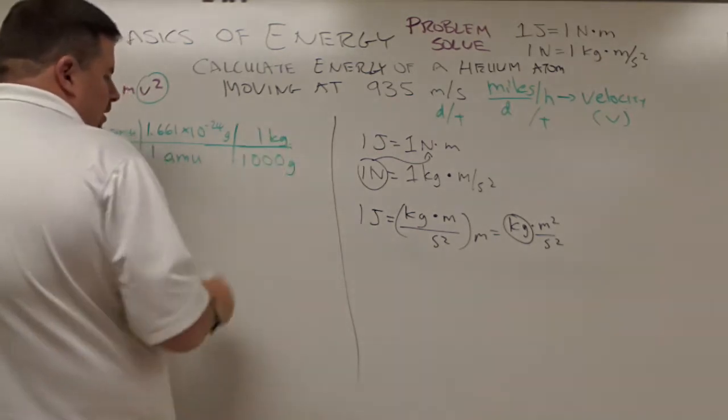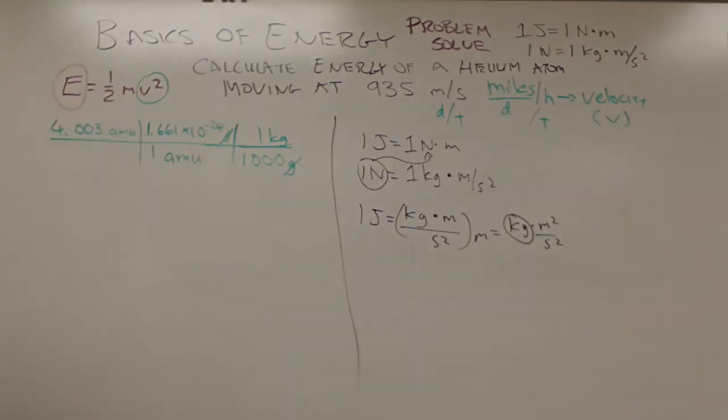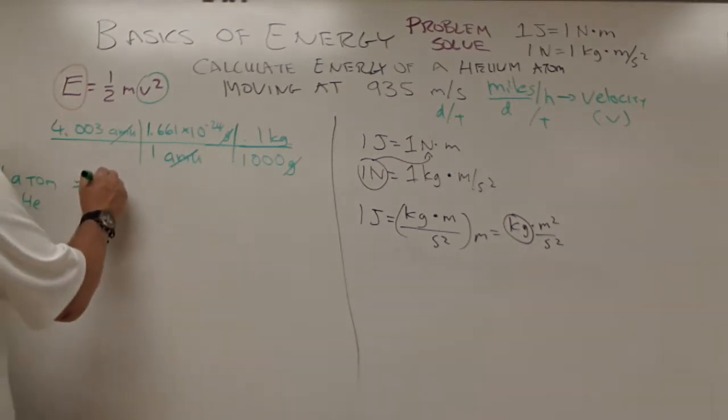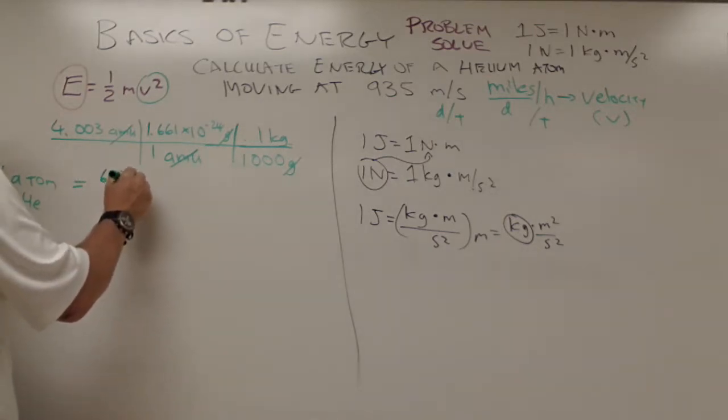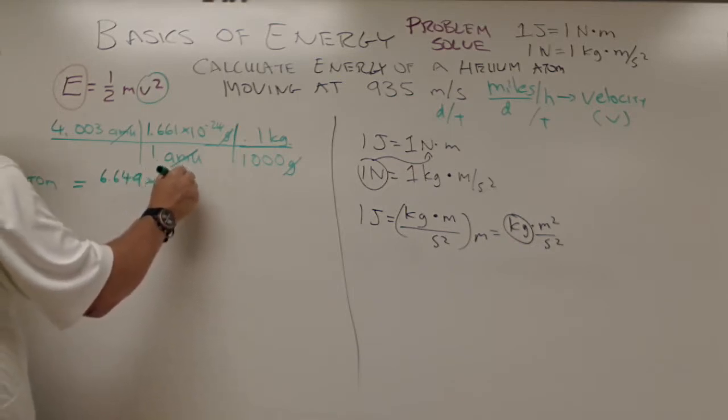1,000 grams is equal to 1 kilogram. These cancel out. AMU cancels out. And what I'm going to be able to do is get out how many kilograms 1 atom of helium is going to be. So 1 atom of helium turns out to be, let's see, 1.661 times 10 to the, let's see, multiply that out. And what we get is 6.649 times 10 to the minus 24 grams.